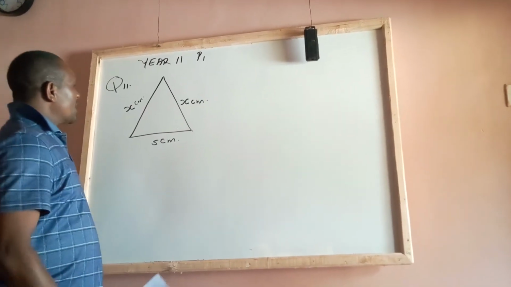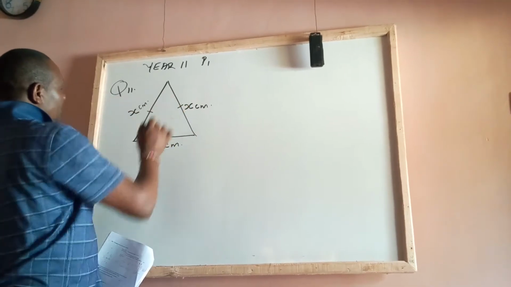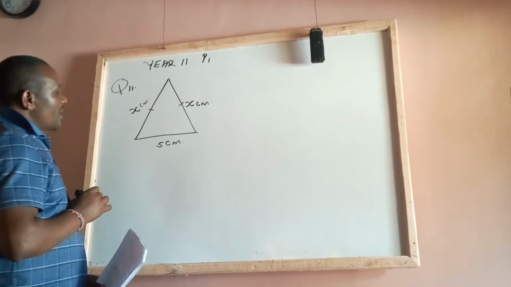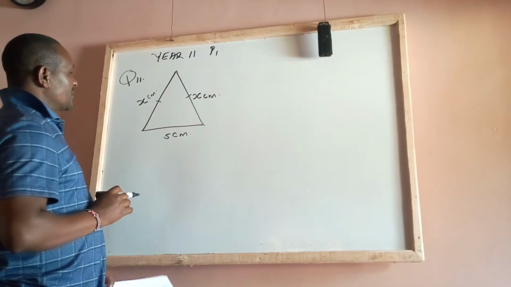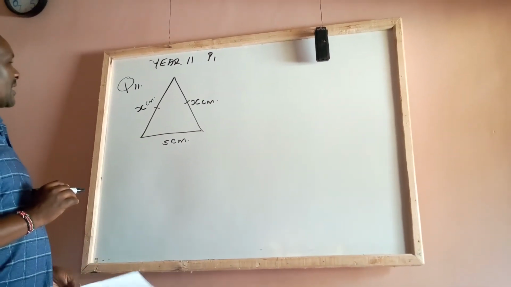In this triangle, we are told it's an isosceles triangle. That means that is x and that is x. The two sides shown are equal. And the base of the triangle is 5 centimeters. And we are expected to find the perimeter of the triangle.